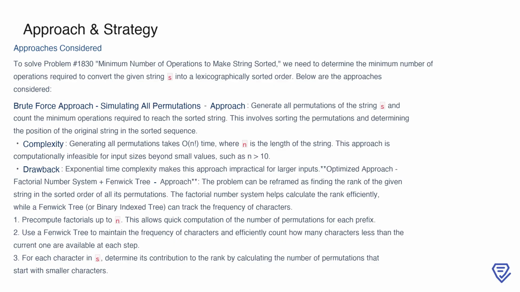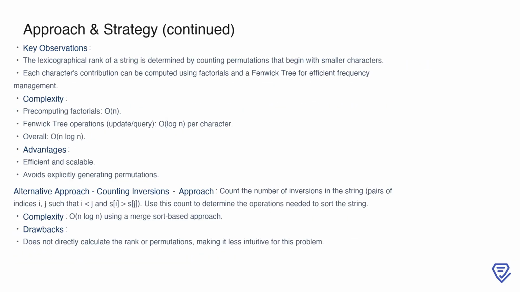Additionally, the Fenwick tree helps us efficiently track and query character frequencies. This allows us to count how many smaller characters are available at each step, making the process both efficient and scalable.